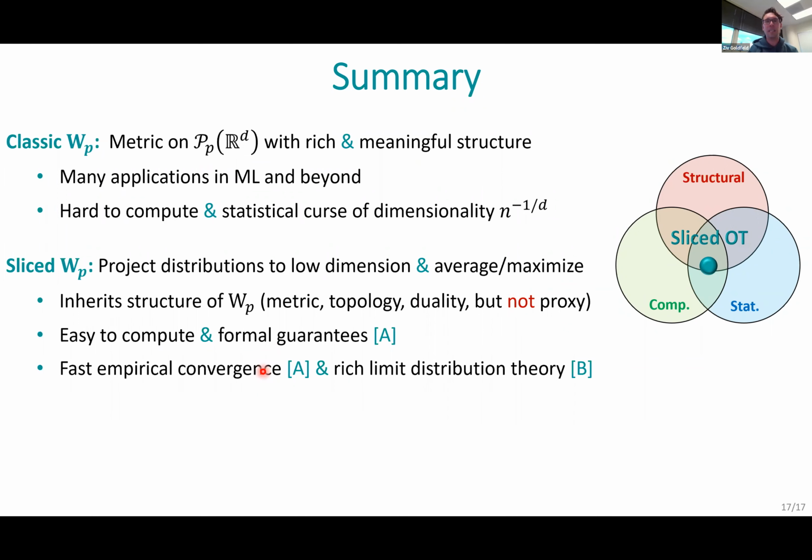And we've seen that we can devise a rich statistical theory for them, encompassing empirical convergence rates, limit distributions, and a bunch of other things that you can now use for valid statistical learning and inference. So, all in all, it's fair to say that slicing is a rather satisfactory regularization method for optimal transport that nicely balances out the different aspects that we care about.